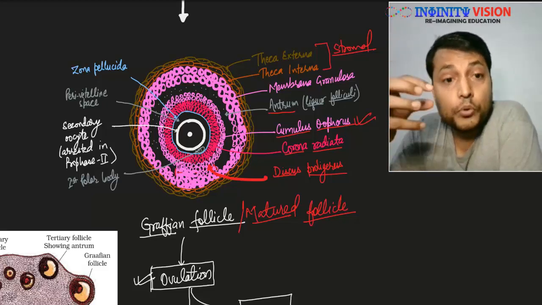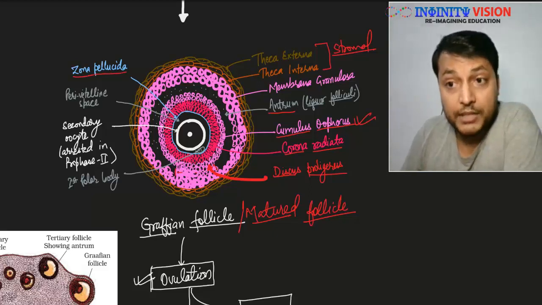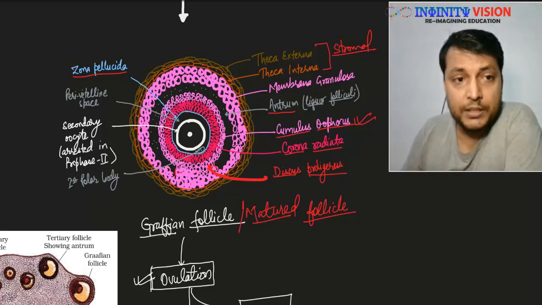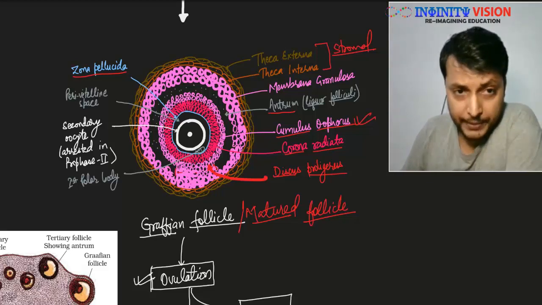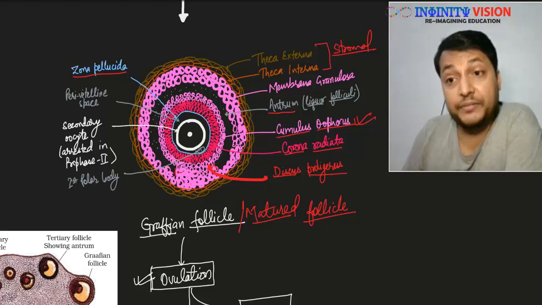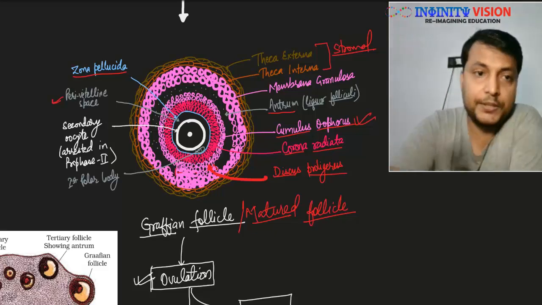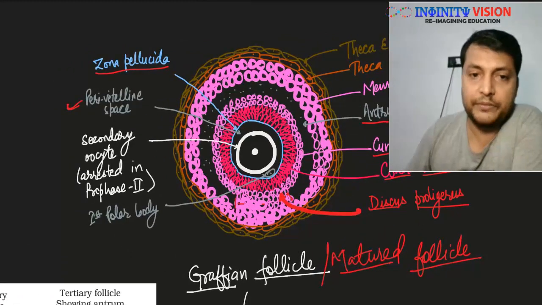Now inner to the corona radiata we find zona pellucida, which is a non-cellular fibrous layer made up of glycoprotein, still there. The space between zona pellucida and the secondary oocyte is called perivitelline space. Can you see this? So there is the perivitelline space.